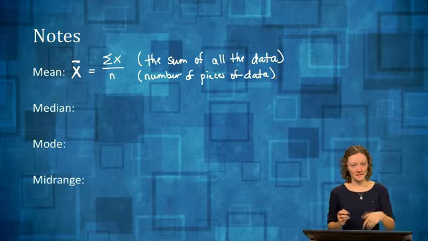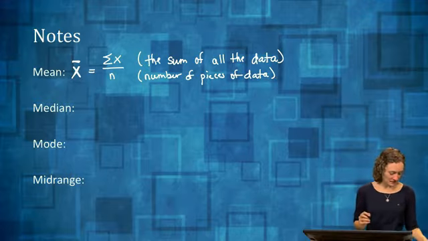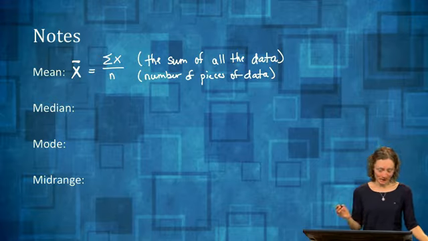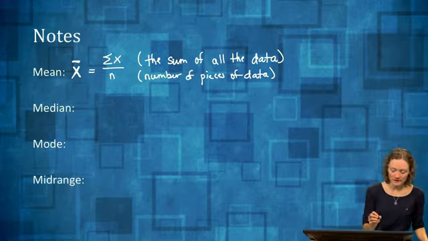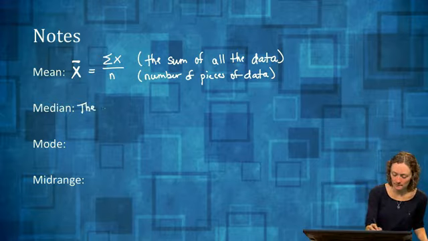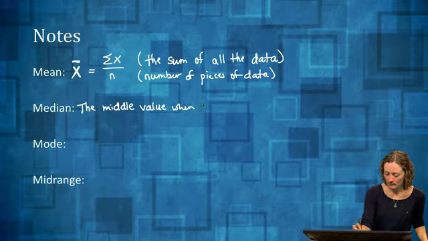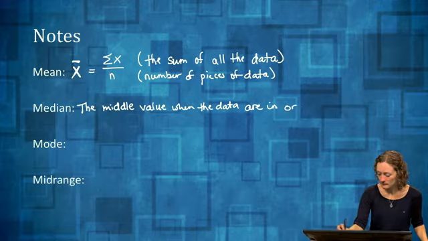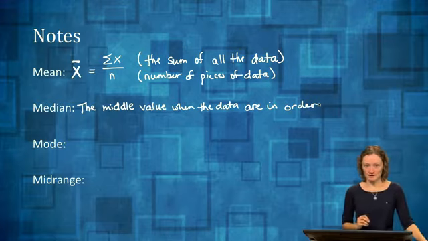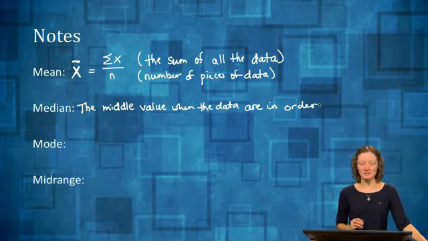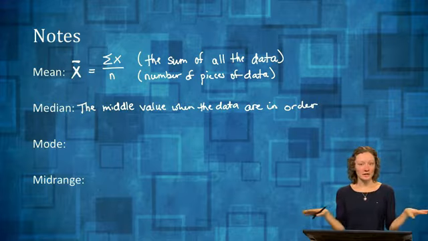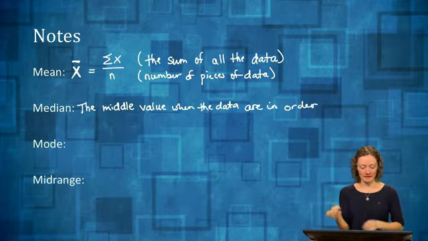Okay. The second measure of central tendency we have is the median. Again, you might remember this is the middle value when the data are in order. So it's very important for median that the data pieces are in order. If they're out of order, finding the middle piece doesn't mean anything.